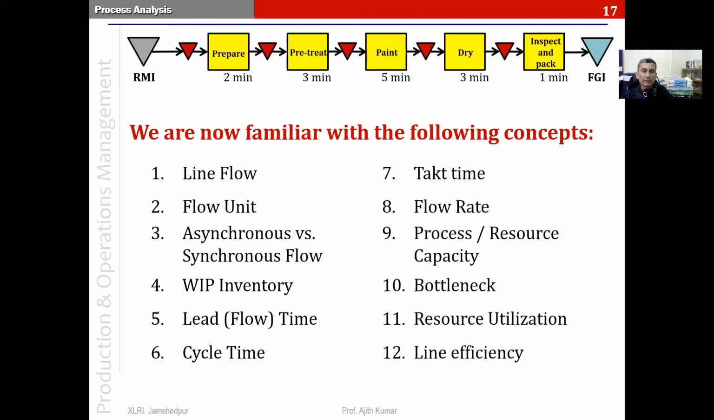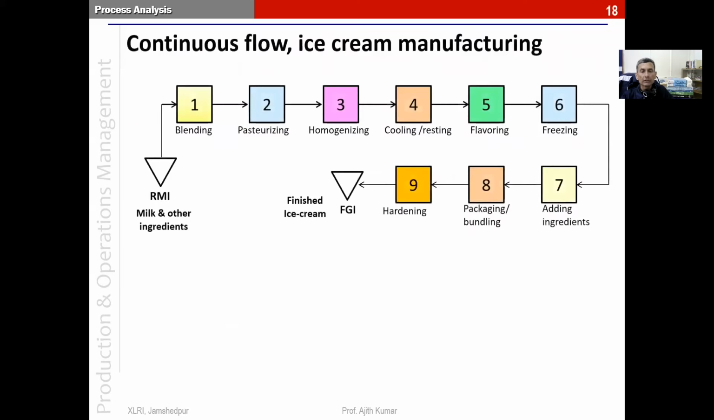Now, one might get the question, we saw the line flow and we understood how these terms are relevant in the context of a line flow. But what about a process that is continuous, where the flow unit is not discrete, like the case of a toy or a car or a washing machine, but something that is liquidy in nature, something that is liquid or semi-solid and which flows through the process as one continuous thing and not as discrete units? Are these terms applicable there too? The answer is yes. These terms can be used in that context as well.